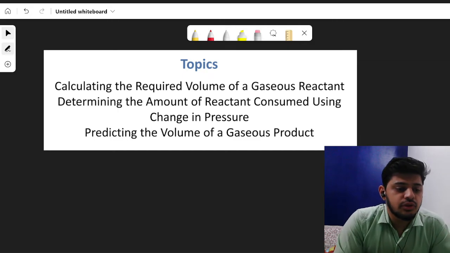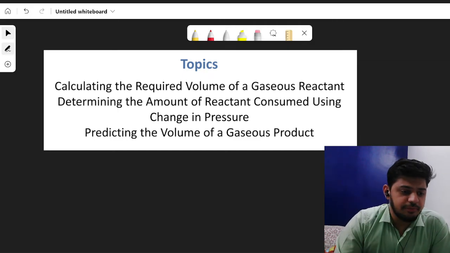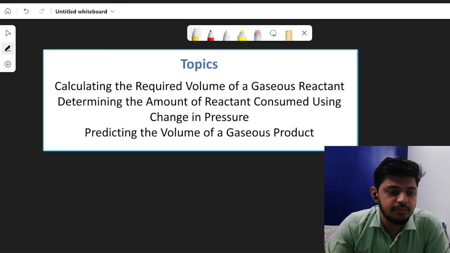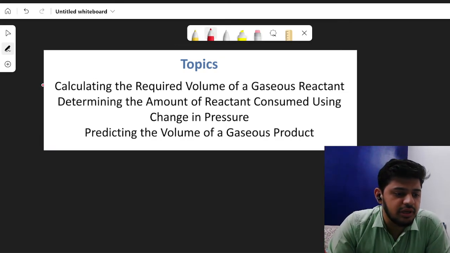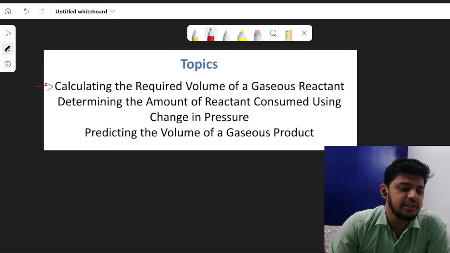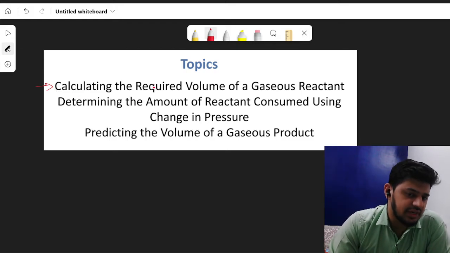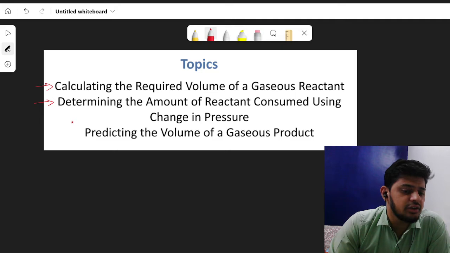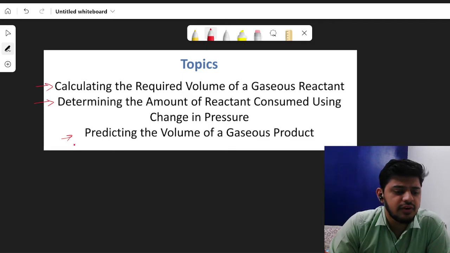Okay, so for today we will be doing first the calculation of the required volume for the gaseous reactant, right? How much volume of the gaseous reactant is needed to do a reaction, then determining the amount of the reactant consumed using the change in pressure. We will see what this is. And the last one is predicting the volume of the gaseous product, right?